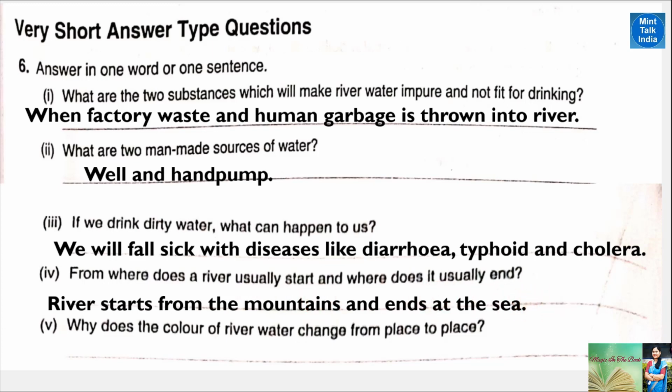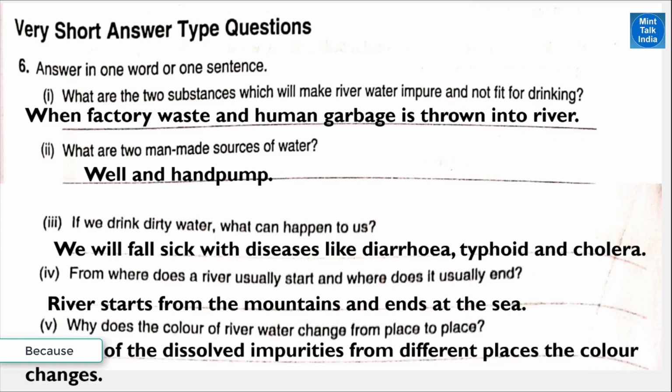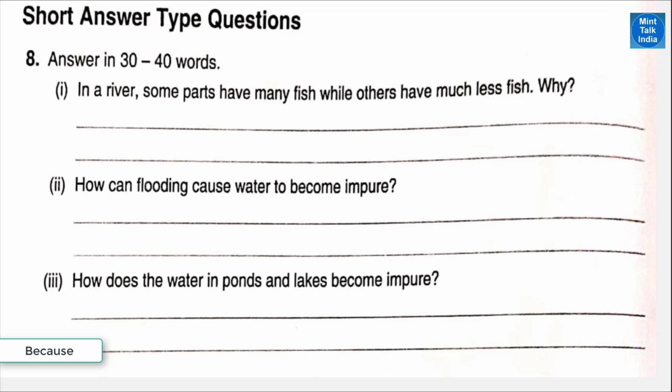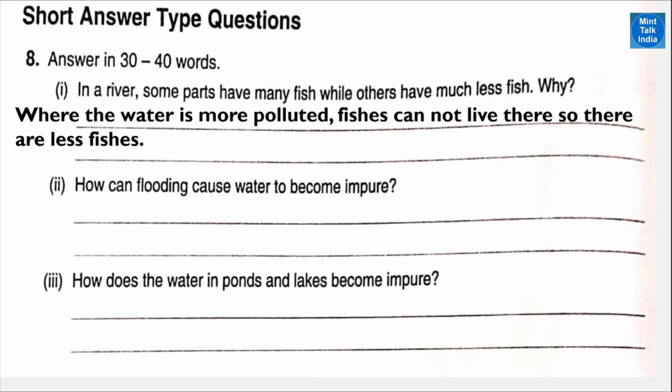Number 5, why does the color of the river water change from place to place? Because of the dissolved impurities from different places, the color of the water changes. Next question, in a river, some parts have many fishes while others have much less fish. Why is it so? Answer, where the water is more polluted, fishes cannot stay alive there. So there are fewer fishes.